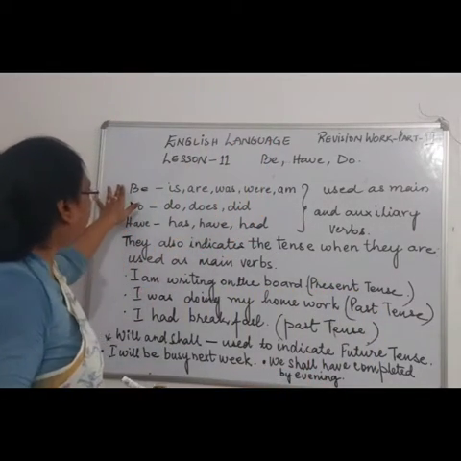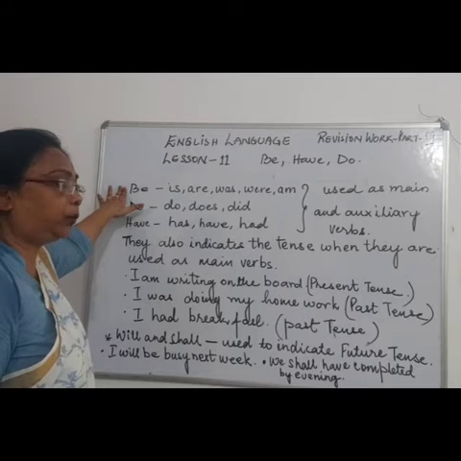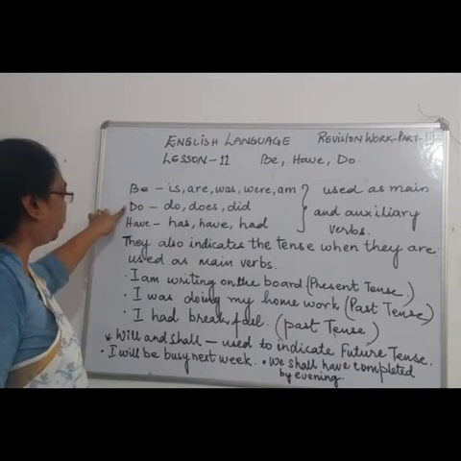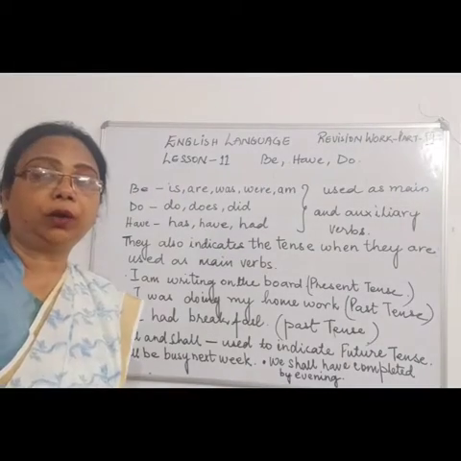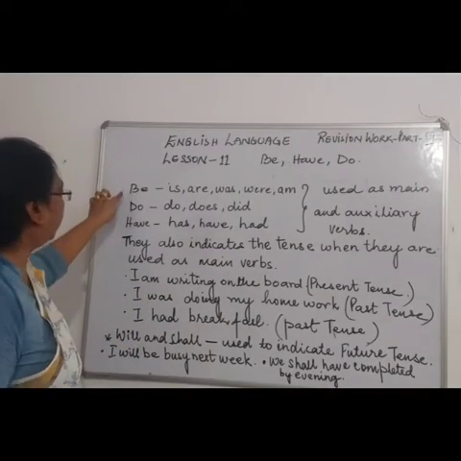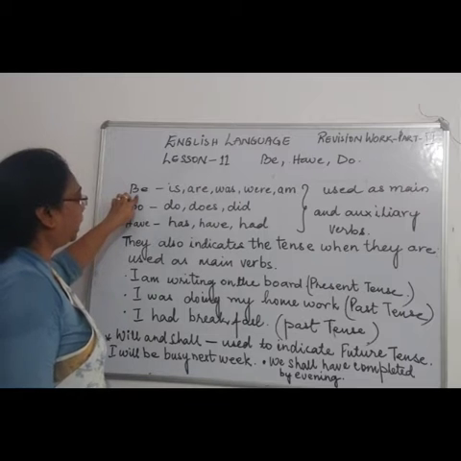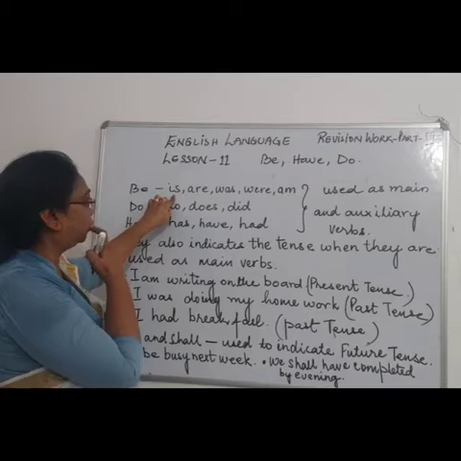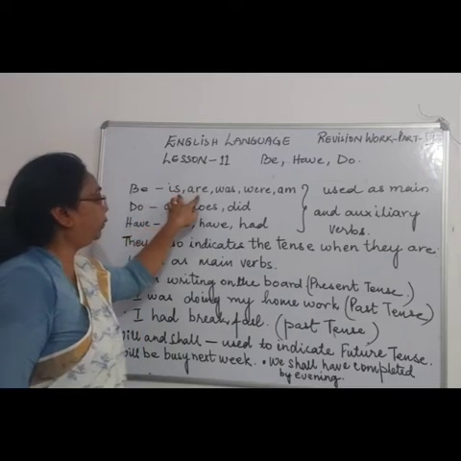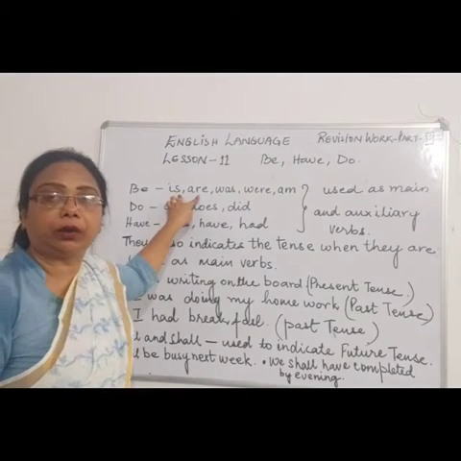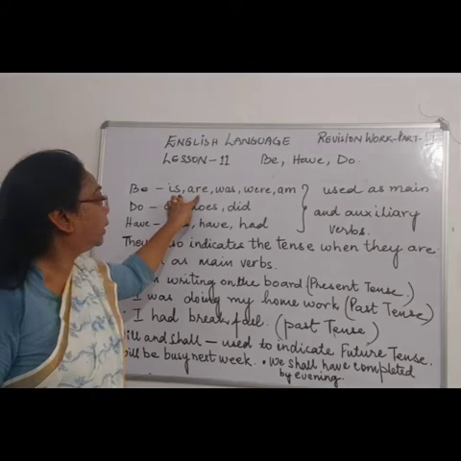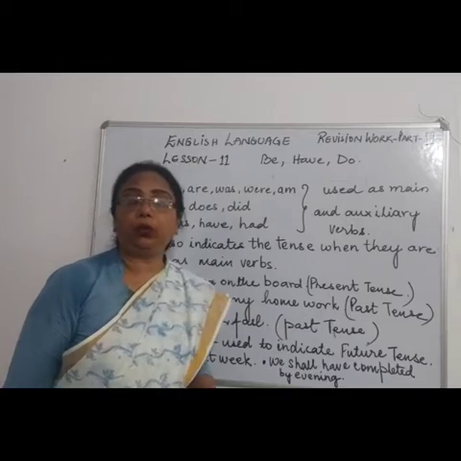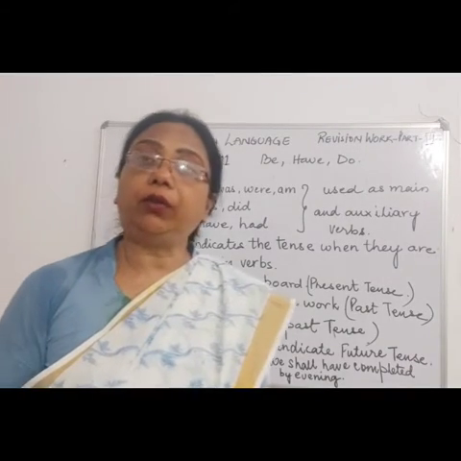So let's see be. There are various forms of verbs for be, do and have. Let's see what be has. Be is generally used for is and are when the subject is singular. But was and were we use when the subject is plural.